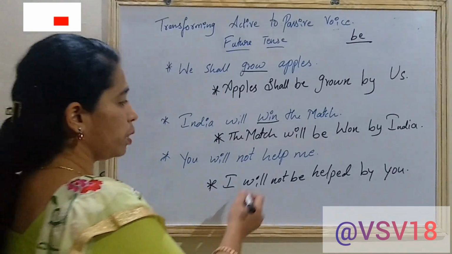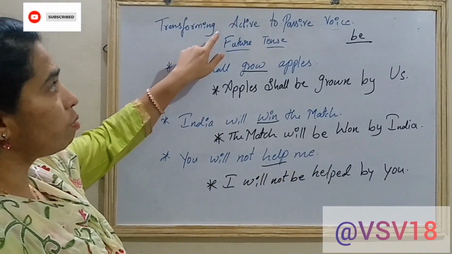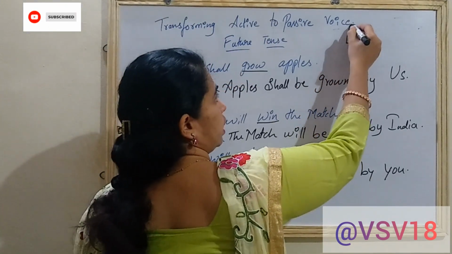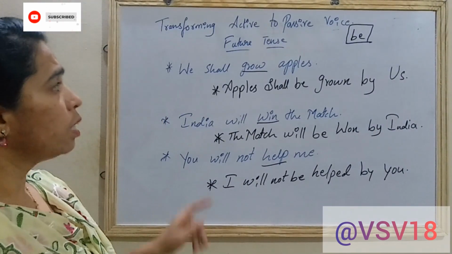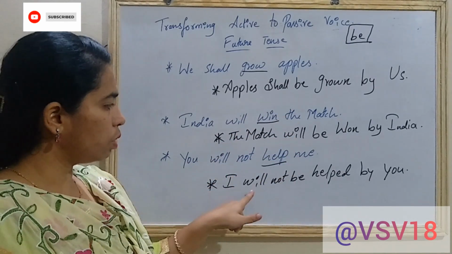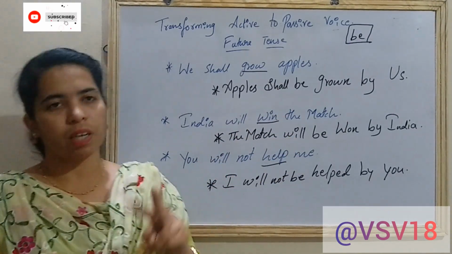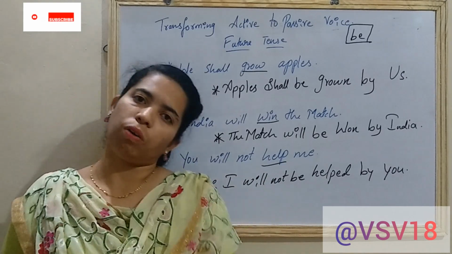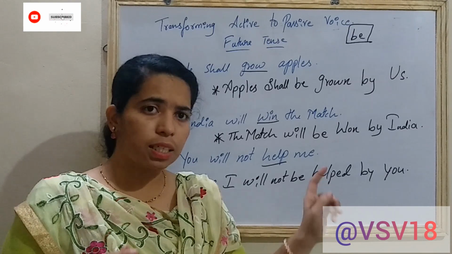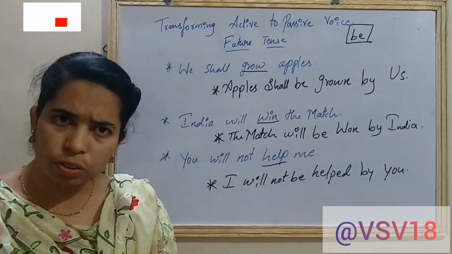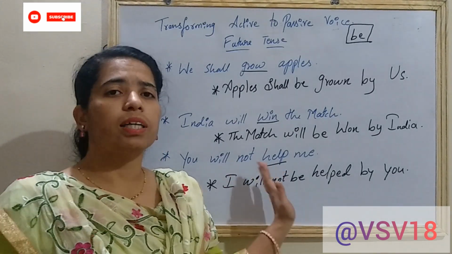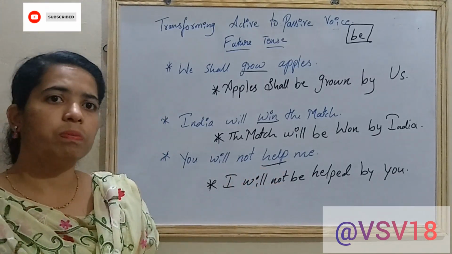These are the transformations of the sentences from active to passive in future tense. The addition in future tense is the be, that is used after helping verbs shall, will. Obviously in future tense we are using only two helping verbs, shall or will, followed by be and V3. V3 is mandatory. Participle form we are not going to change. By changing from active to passive, we are going to alter few other things. I hope this one is clear.